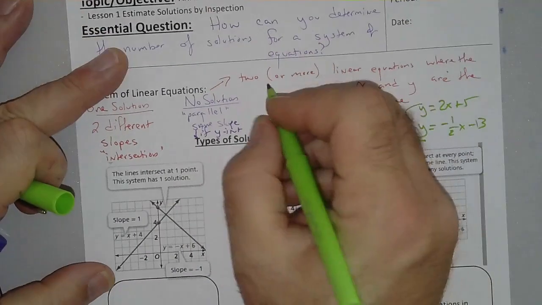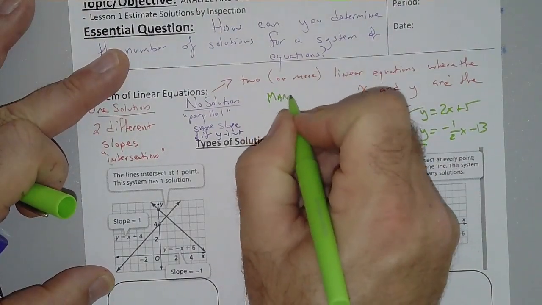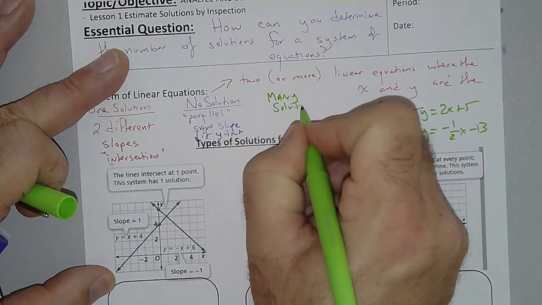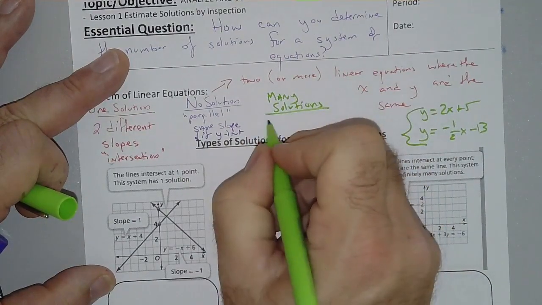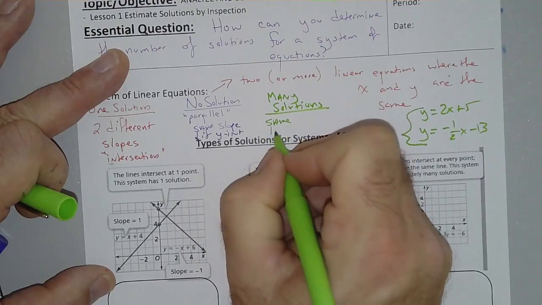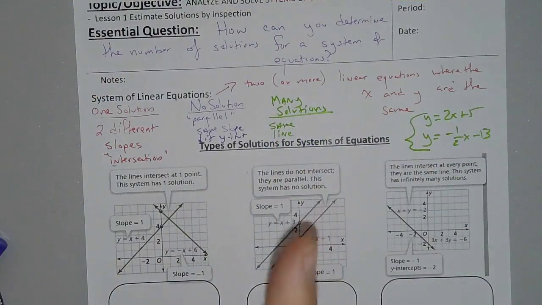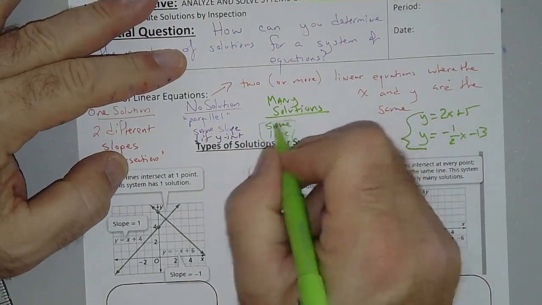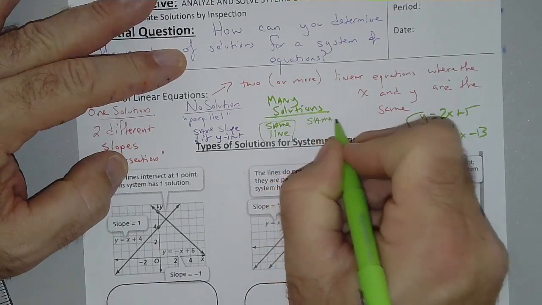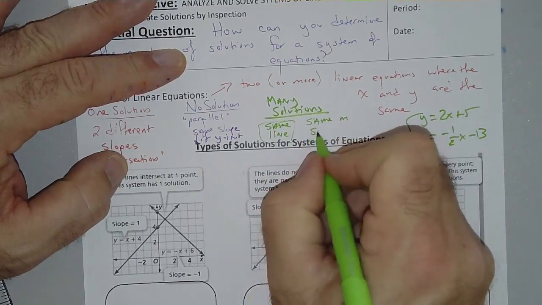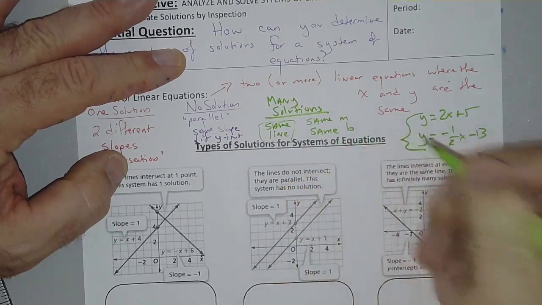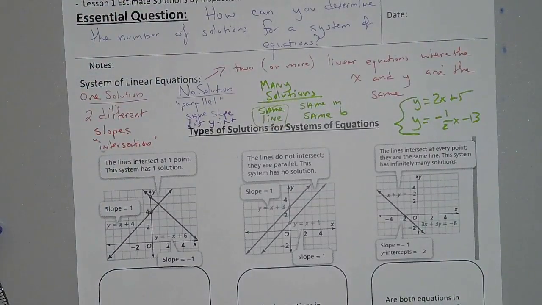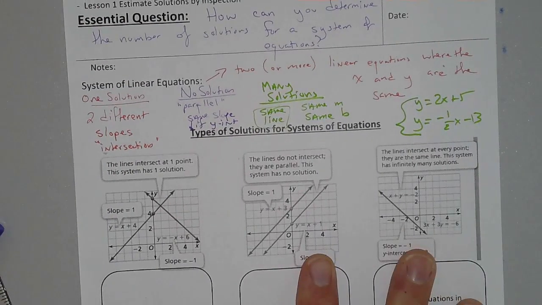Then lastly, we have many solutions. And many solutions is the tricky trickster, right? Because many solutions is when we have the same line twice. One line and then the exact same line. And what happens is, they usually get disguised like that. They have the same line, which means we have the same slope and the same y-intercept. So I wrote them as m and b this time. And then as soon as you graph it, we only see one line on the page.